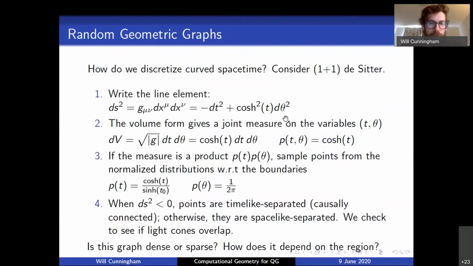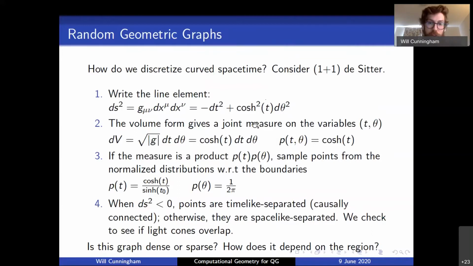What we're going to do, I'll just give a little bit of basic differential geometry here. We write the line element out, and what this is all based on is this metric tensor g. We can write this out as minus dt squared plus cosh squared t dθ squared. And what this is describing is a de Sitter hyperboloid. So the spatial slices, which are circles, are going to expand exponentially as time increases.